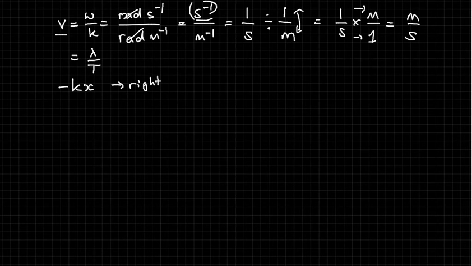The negative kx in the form of it means that the wave is traveling to the right.